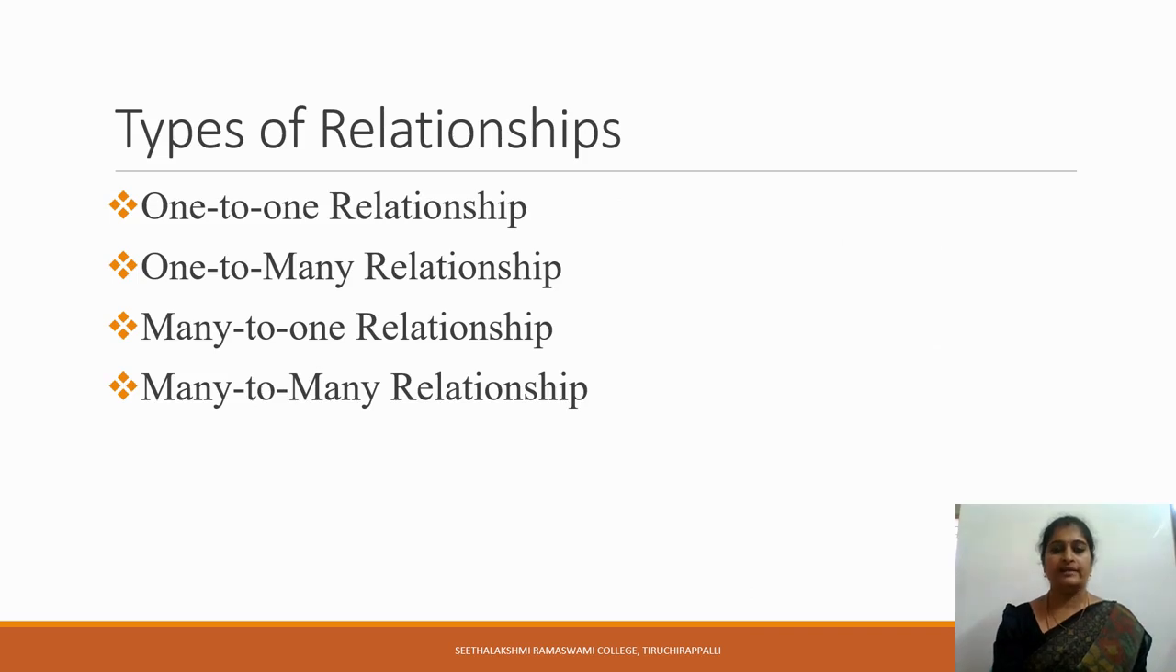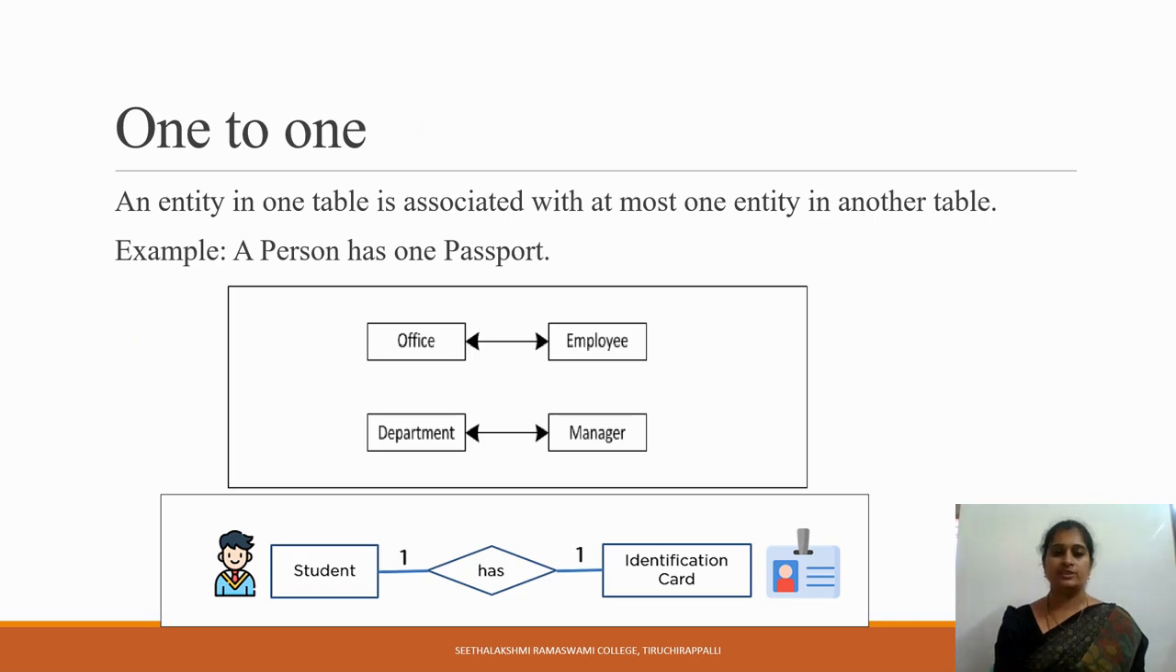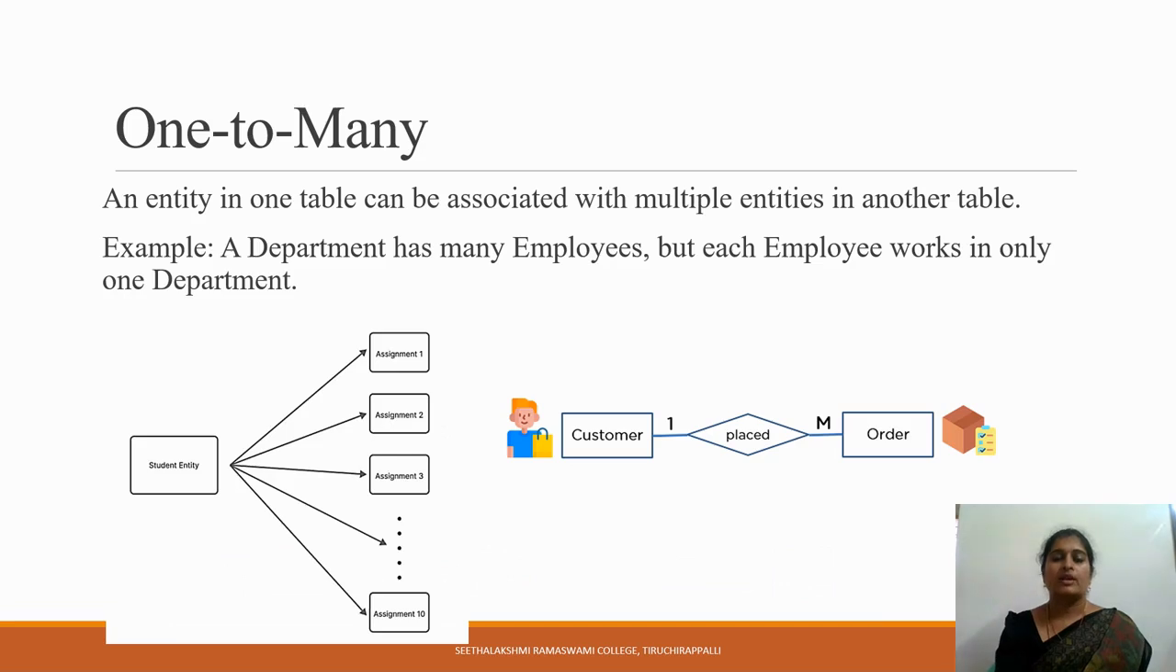In the ER diagram, these are the types of relationship between the entities. There are four types: one-to-one relationship, one-to-many relationship, many-to-one relationship, and many-to-many relationship. One-to-one relationship: one entity is associated with at most one entity in another table. In the example, a student has an identification card. One student has one identification card. This is a one-to-one relationship.